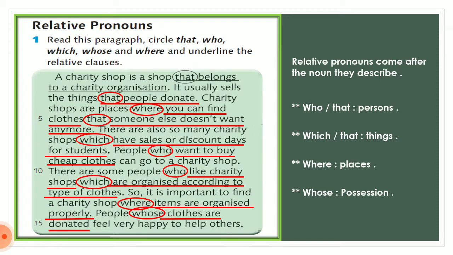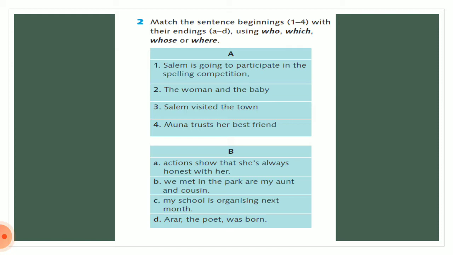Okay, now let's move to exercise 2. In exercise 2, we want to match the sentence beginnings from 1 to 4 with their endings from A to D using the relative pronouns who, which, whose, and where.